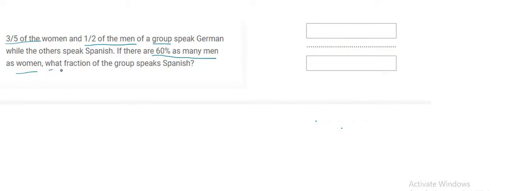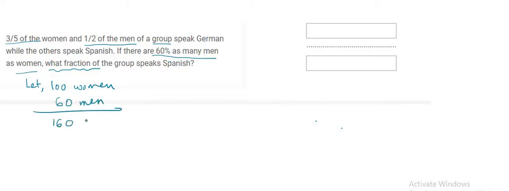So since we're going to find the fraction, we can actually assume the number of people there. So let us assume that there are 100 women. Since there are 60% as many men as women, we can assume that there are 60 men. So in this group, in total there are 160 people, of which some speak German and some speak Spanish. So we have to find out what fraction of the group speaks Spanish.